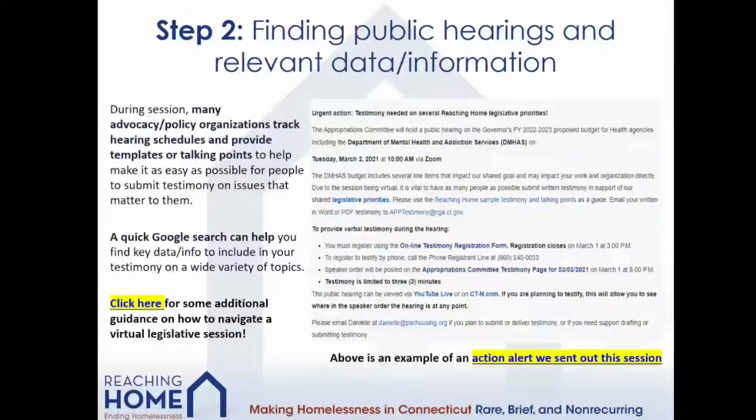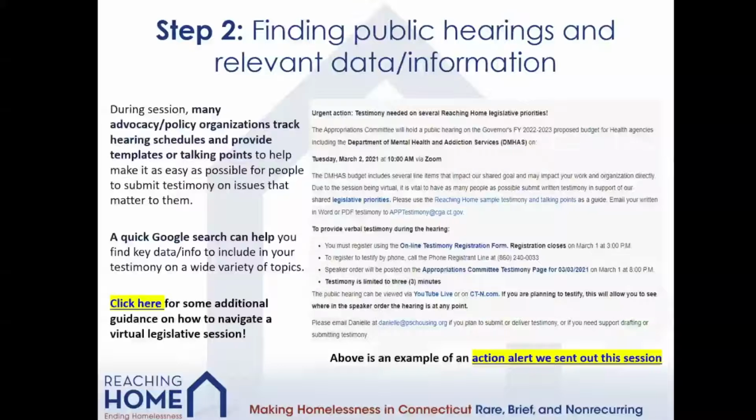Beyond information like this, a quick Google search will also accomplish this. There's a lot of great information, resources, and details to include in your testimony that can come from other organizations, can come from published research, can come from local advocates talking about the issue in the community. Whatever form it takes, it's helpful information for your legislative leaders to have when they're making these important decisions.